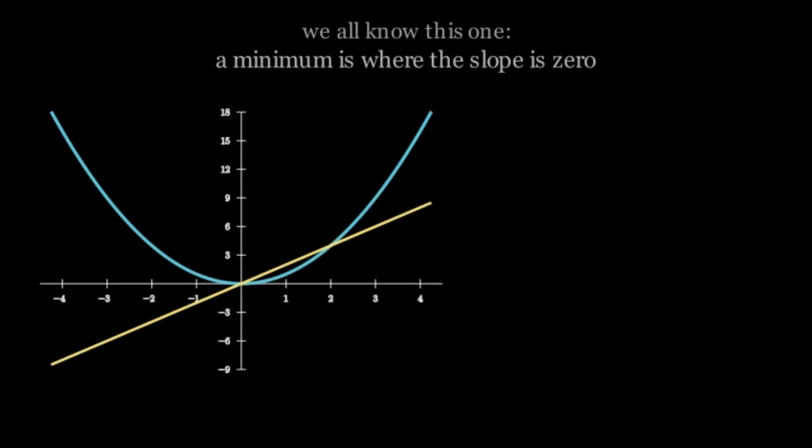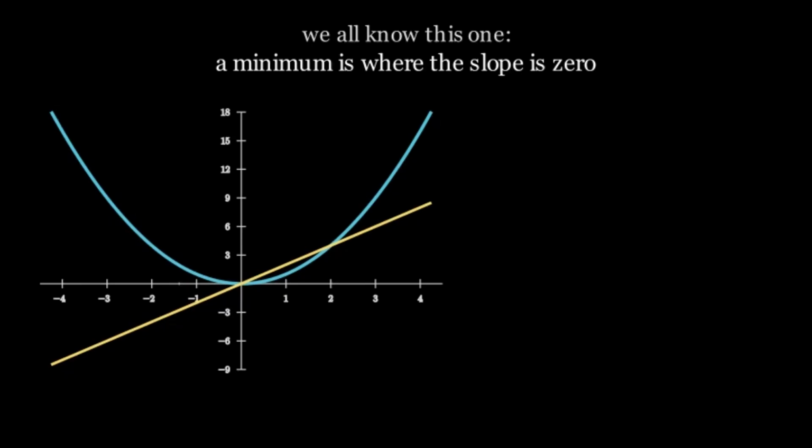Now let's step back, because there is something here we all learned long before any of this. A minimum is where the slope is 0. And look, our curve says exactly that. Down at the bottom, the tangent lies perfectly flat. And on the slope line, that is the moment it crosses the axis. Flat tangent, slope of 0, same point.